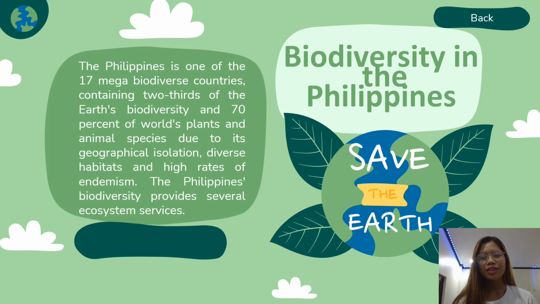The Philippines is one of the 17 mega biodiverse countries, containing two-thirds of the Earth's biodiversity. So how can we promote biodiversity in the Philippines? Of course, first, conserve biodiversity in the forest areas and reduce forest degradation in priority watersheds, and build capacity to manage forest areas at the national and subnational levels. Also, strengthen disaster risk reduction programs.